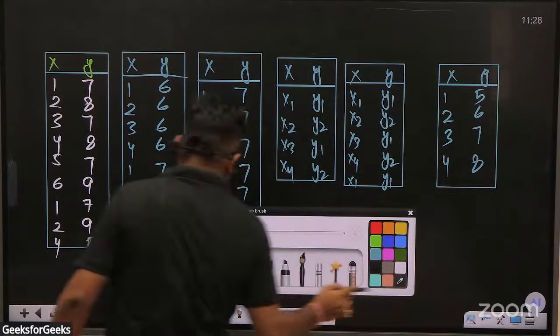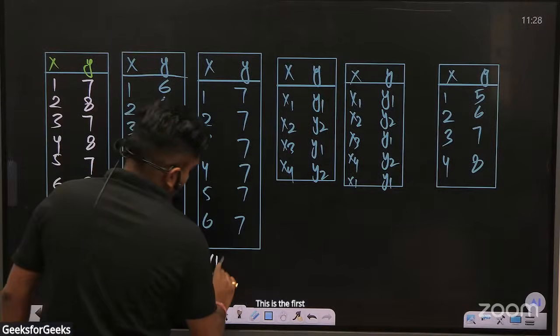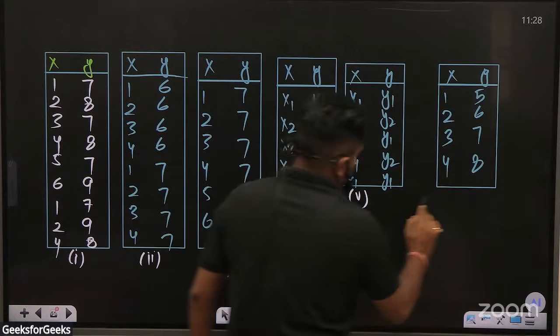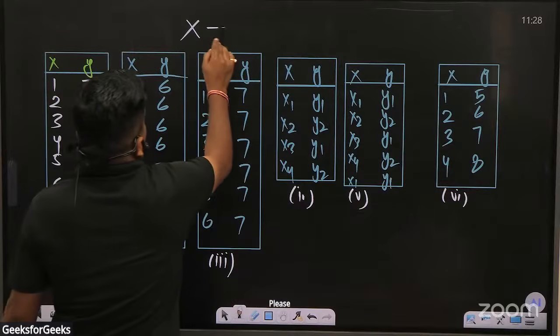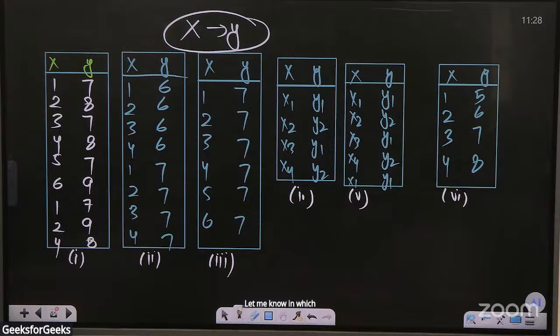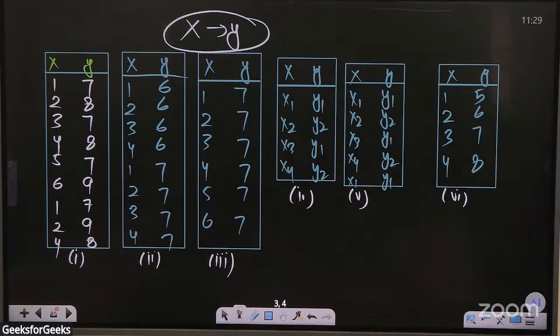Each and everyone, this is the first, second. How many? Please let me know in which X tends to Y. In which X tends to Y, FD is satisfying. 3, 4. Okay. Listen carefully.